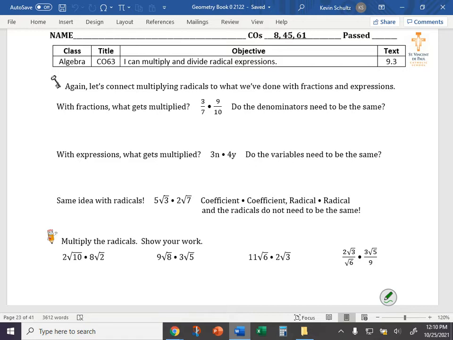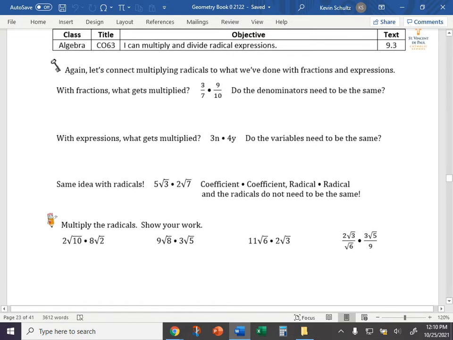And like we saw in CO62, where the rules you've used to add fractions and add variable expressions also apply to roots, and that you have to have the same root, and only the coefficients get added or subtracted, the root stays the same. Similar with multiplying and dividing, okay? With fractions, 3/7 times 9/10. What gets multiplied here? How would you multiply 3/7 times 9/10?